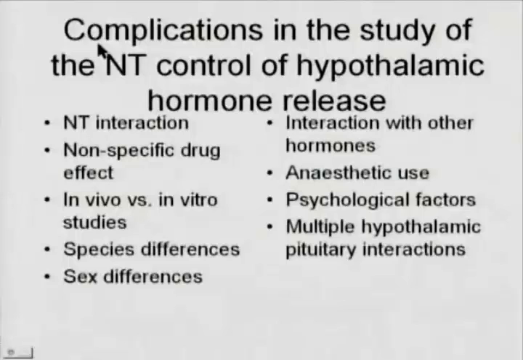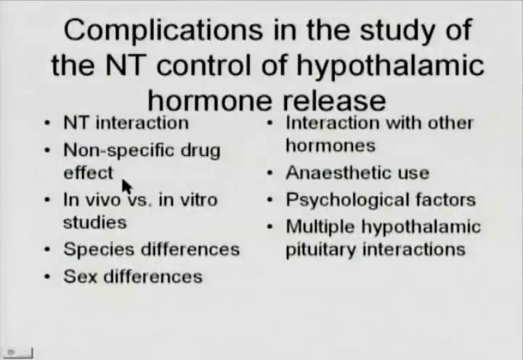And then the authors end this chapter, as far as the parts we're going to consider, focusing on the complications in the study of neurotransmitter control of hypothalamic hormone release. And you should familiarize yourself with the discussions of each of these matters in the textbook. And again, we'll try to use examples as we go through the semester to demonstrate some of these challenges and complications. So there are many potential neurotransmitter interactions.